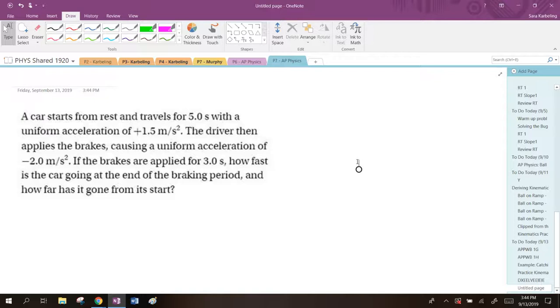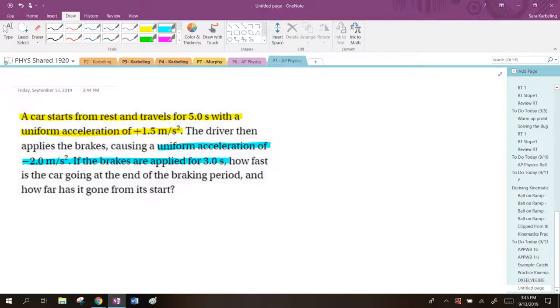There is a lot going on in this question, yeah? So first of all, before we do anything, can you kind of imagine what is happening here? Can you picture the situation? You've got something that's speeding up, speeding up, speeding up. That's this part here. I'm going to break it down into some pieces. It starts from rest, travels for 5 seconds with a uniform acceleration of 1.5 meters per second squared. Then, new part of the story, the driver applies the brakes, causing a uniform acceleration of -2 meters per second squared for 3 seconds.